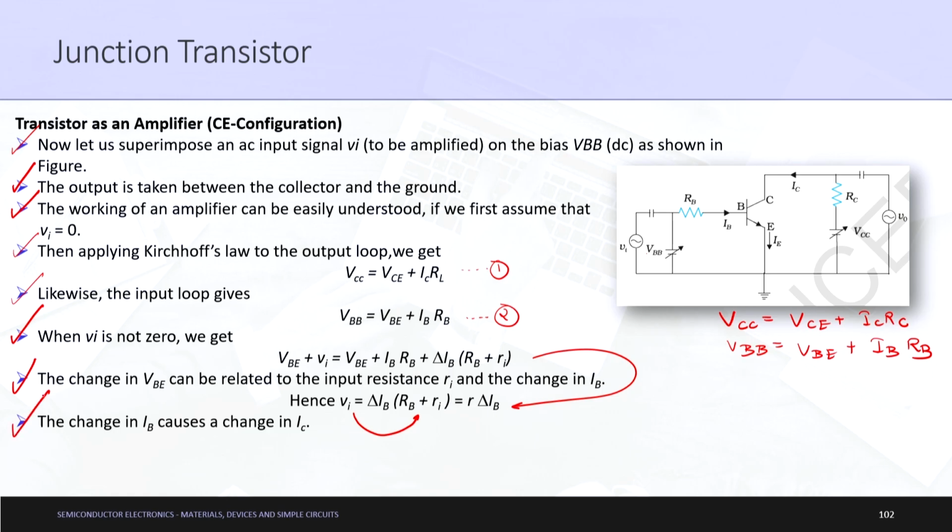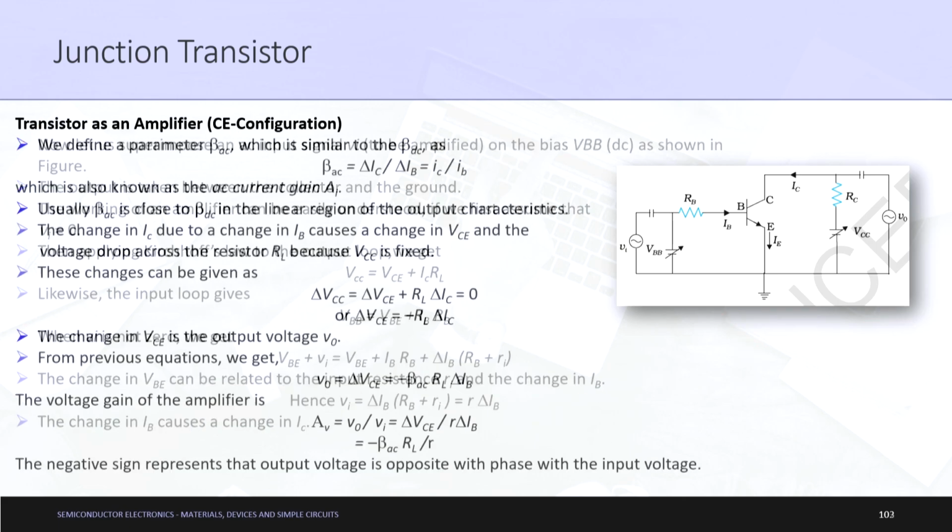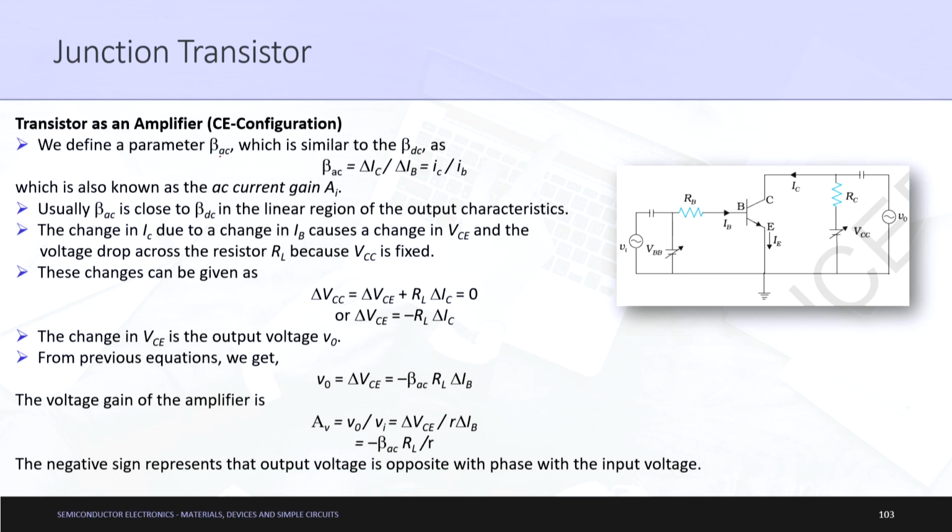Next thing is, the change in IB causes a change in IC, we already know normal properties of transistors. So, we now define a parameter beta AC. What is beta AC? Beta AC is basically the amplification factor, which is similar to beta DC. So, therefore, now beta AC is nothing but equal to delta IC by delta IB, which is nothing but ic by ib, which is known as AC current gain Ai. Please remember this is AC current gain Ai. Usually beta AC is close to beta DC in the linear region of the output characteristics. This is just a normal fact given to you.